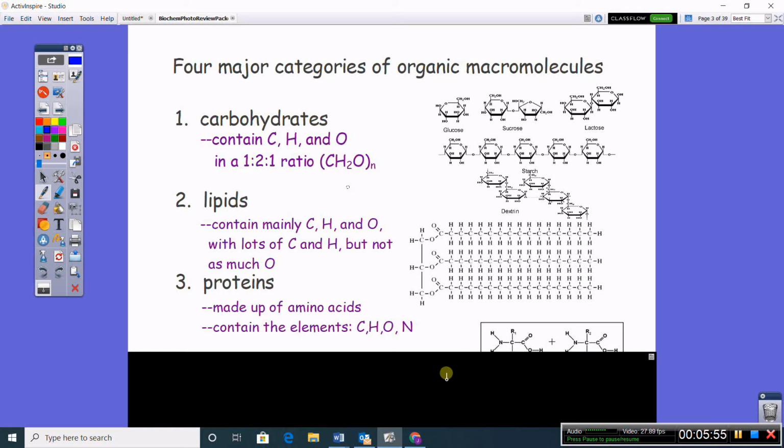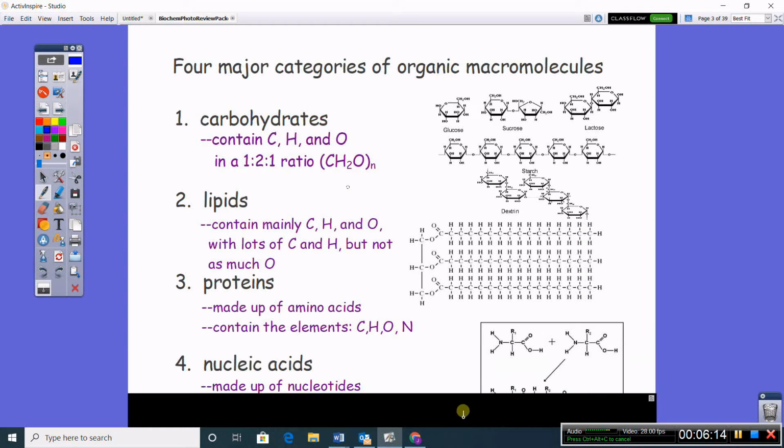All right, proteins. Remember that proteins are probably the most important of our four macromolecules as far as serving the needs of biological organisms. So remember that proteins are made up of amino acids, and they will contain the elements carbon, hydrogen, oxygen, and nitrogen.